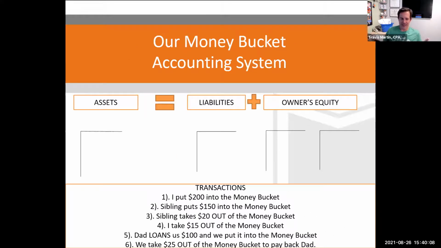So our money bucket accounting system, exact same idea as before, only now we're looking at relabeling. Assets equal liabilities plus owner's equity. Okay. Our liability, and I'm not going to go through all those transactions again on the screen right now. They're still the exact same. But our liability would be Dad's claim. Our owner's equity would be the two owners, my claim and my sister's claim.